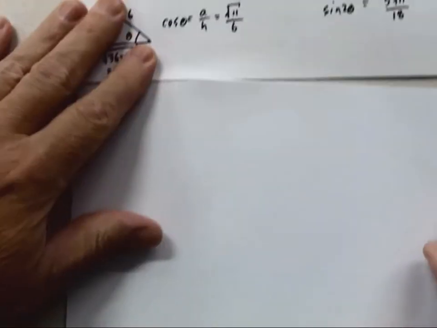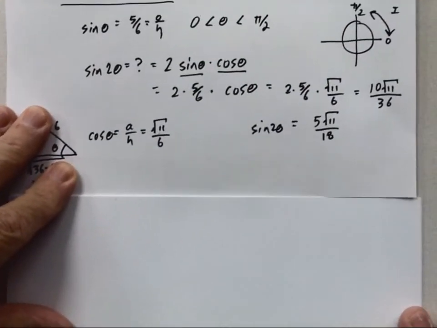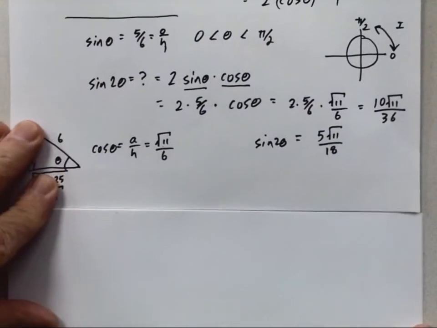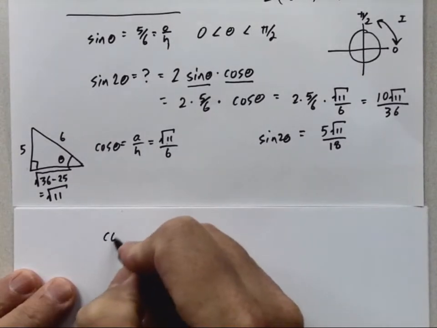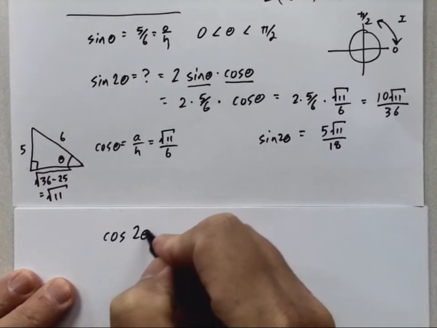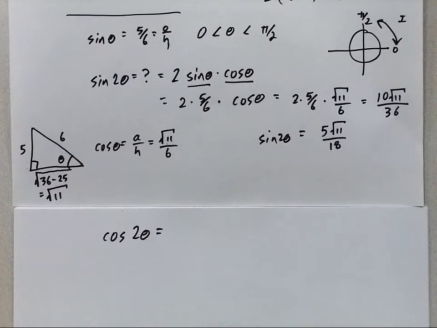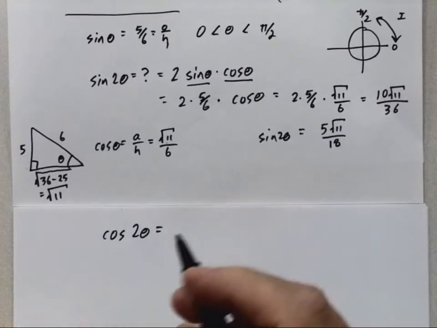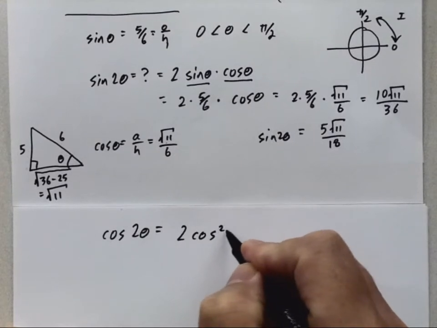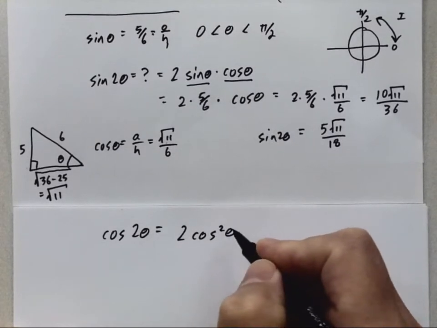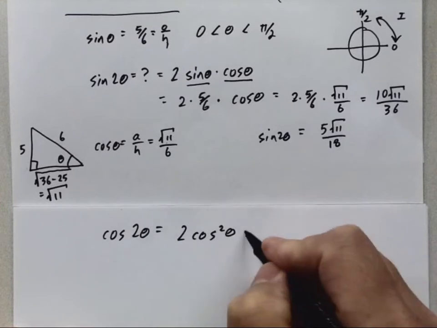So now, part B said, what's the cosine of 2 theta? And I look at my formula sheet, which I have here, which you've seen already. And I'm going to go ahead and use the formula I used before. I'm going to use 2 cosine squared of theta minus 1.